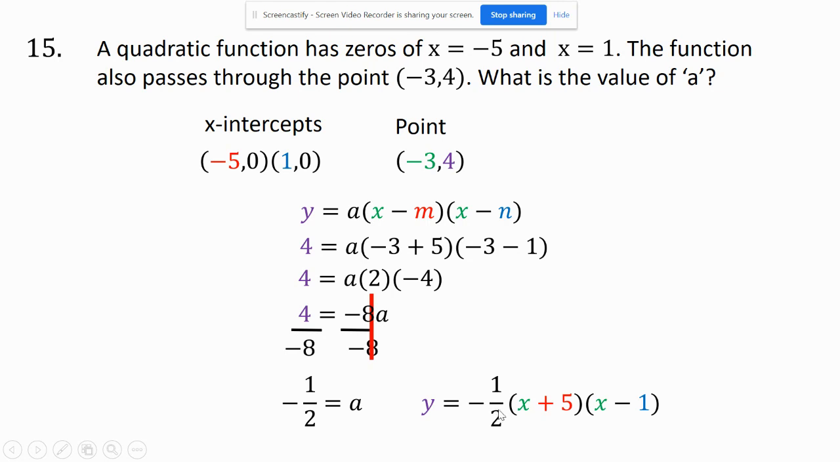And if I want to write an equation, it should be -1/2 times that x plus 5 and x minus 1 right up here from this formula right here.